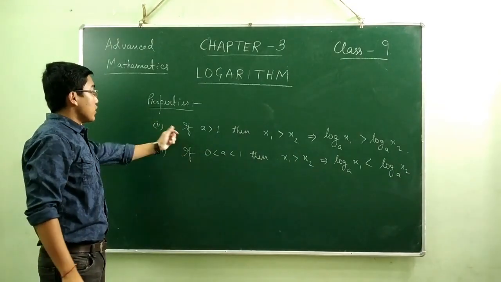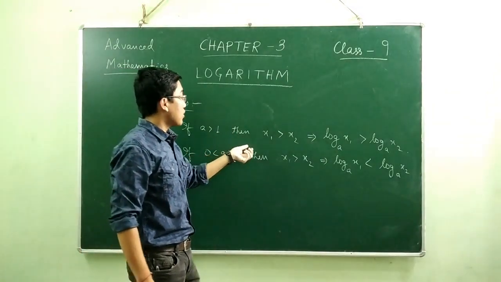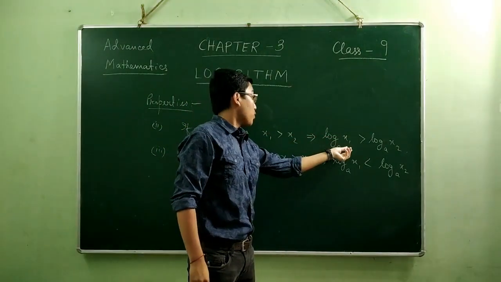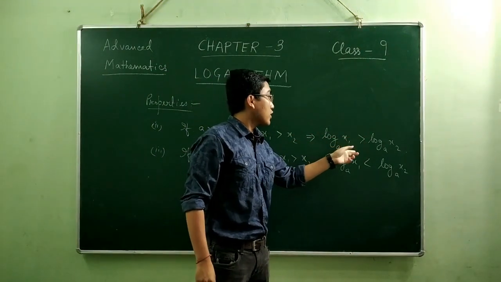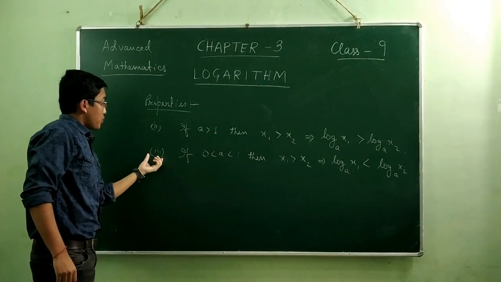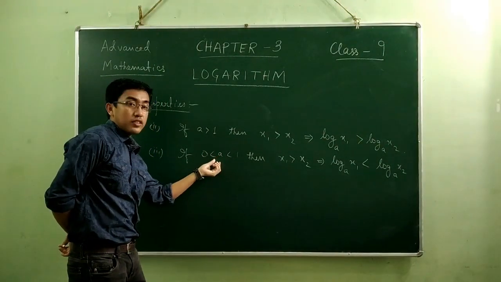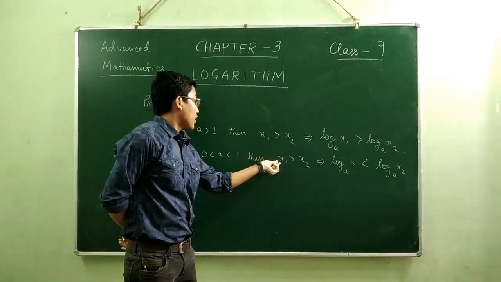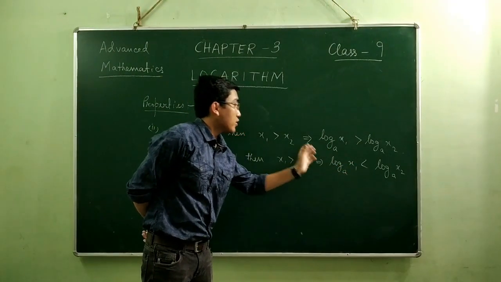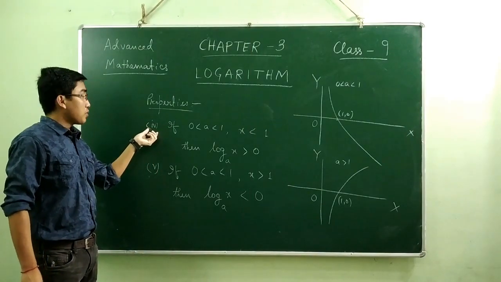Next, the second property. It says that if a is strictly greater than 1, a real number, then if I take any two numbers, x1 greater than x2, then the log of x1 with respect to the base a is strictly greater than log base a of x2. Another property, the third property, says if small a lies between 0 and 1, that is, if small a is a fraction, then x1 greater than x2 will imply that if I take the log of it, the things will reverse.